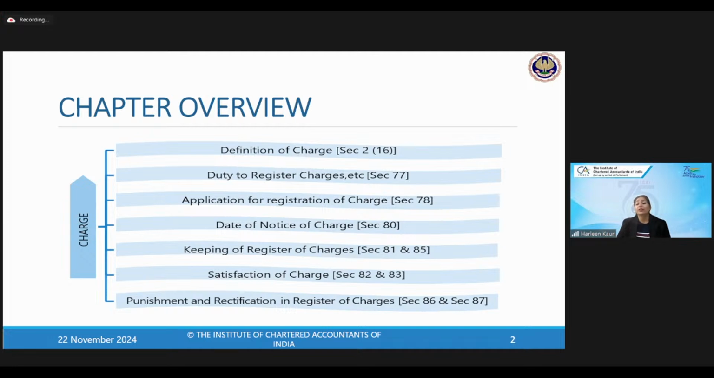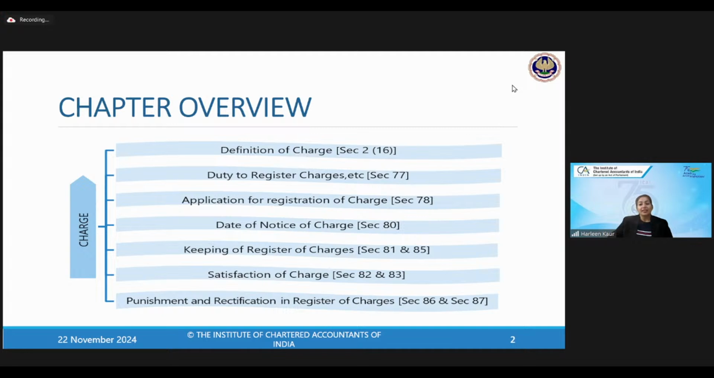Then section 82 and 83 mean satisfaction of charge. So we won't be talking about the creation of charge, how the charge is created. This chapter does not speak about that. It tells you that once the charge has been created, it needs to get registered with ROC. How the application process of registering will happen, and what happens in section 82 and 83. It tells you about the satisfaction of charge. That means now your money and loan is repaid. Your property against which charge has been created has now been made free. What are the compliance procedures for the same?